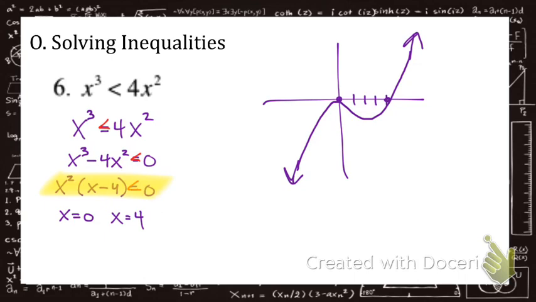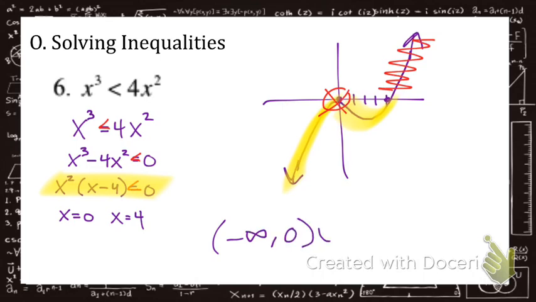So less than 0 just implies that it's negative. So this function is negative here, and it's negative here. It's not negative greater than 4, and it's also not negative here because it's equal to 0, which is not the same thing as being negative. So my answer for this inequality would be from negative infinity to 0, union from 0 to 4.